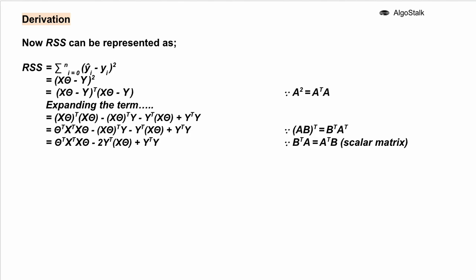Using matrix properties, we can further simplify to RSS equals theta transpose X transpose X theta minus 2 y transpose X theta plus y transpose y. I would request you to pause this video for 5 seconds to glance through the steps so far. Finally, we get RSS equals theta transpose X transpose X theta minus 2 times y transpose X theta plus y transpose y. This expanded form helps us see how each term contributes to the total RSS.